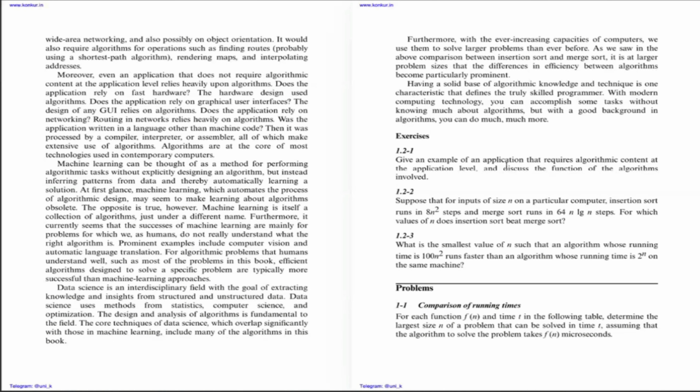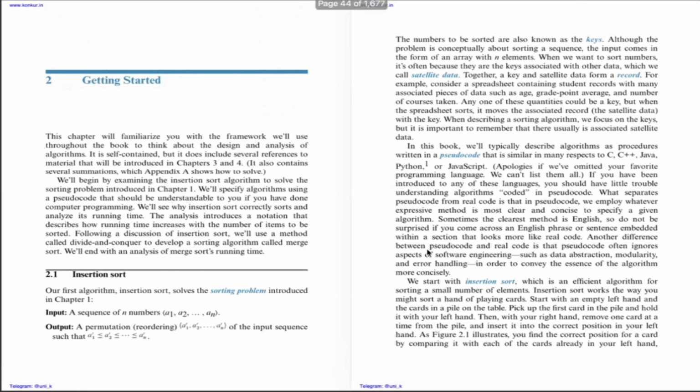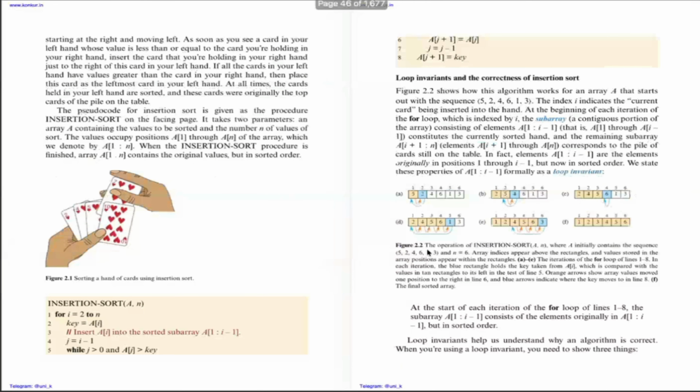So some of these things here, this is what I want you to be doing. Some exercises like this one: give an example of something that requires algorithm content. Try your hands on these kinds of exercises. It will help you. Then the chapter, you go to the next one.